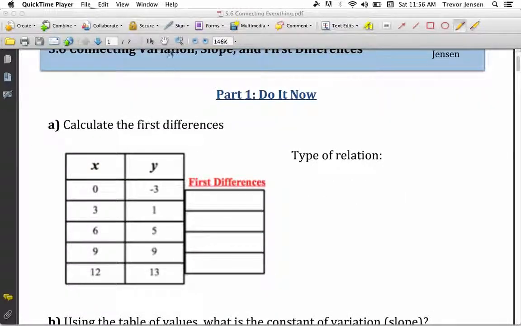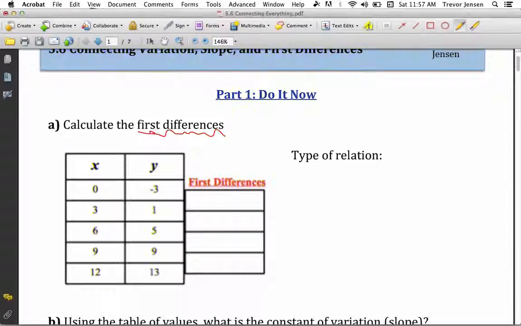I'm going to start off by looking at first differences. That's what we did in the last section, section 5.5. And what we want to do is we want to be able to classify a relation as either linear or nonlinear by using the method of calculating first differences and analyzing our results.